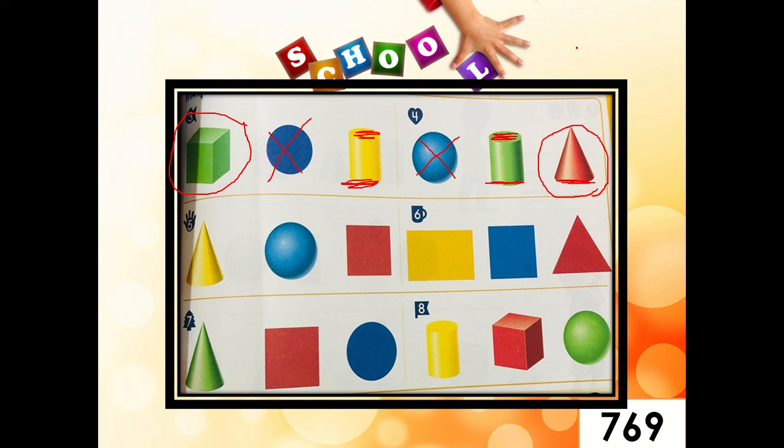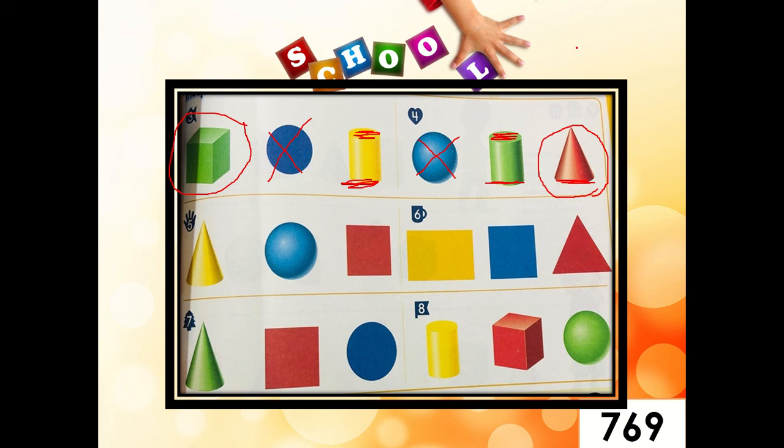Let's do number 6. I am a flat shape. I have 4 sides and all of my sides are of the same length. Again, I am a flat shape. I have 4 sides. All of my sides are of the same length. What shape am I? Now circle your answer.